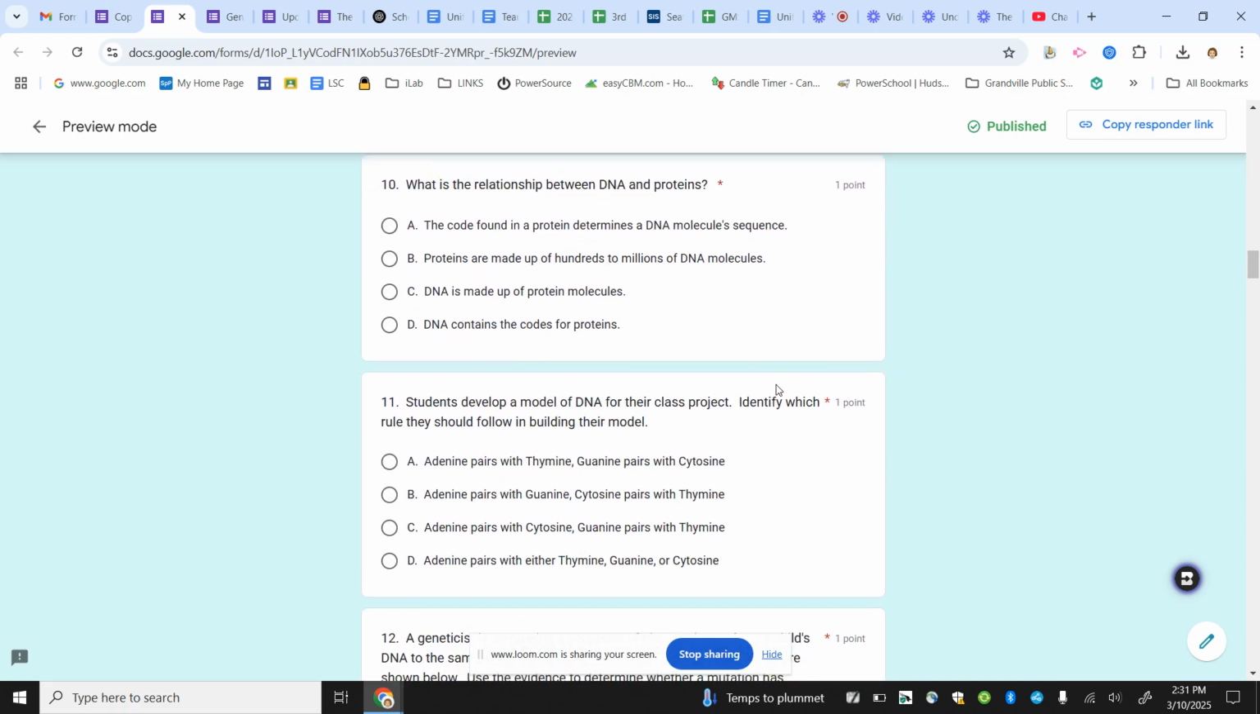Number 10, what is the relationship between DNA and proteins? A, the code found in a protein determines a DNA molecule's sequence. B, proteins are made up of hundreds to millions of DNA molecules. C, DNA is made up of protein molecules. D, DNA contains the codes for proteins.